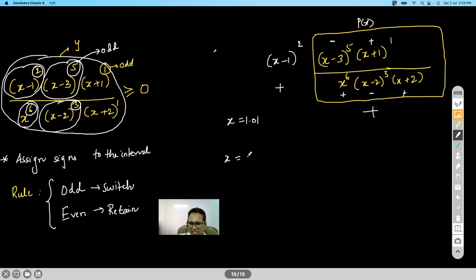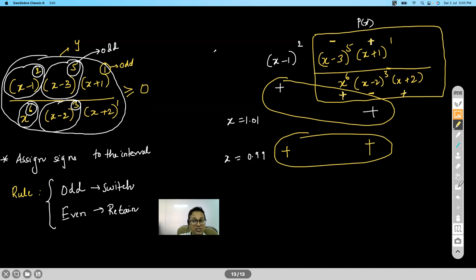If I put x as 0.99 also, then see what will happen. This will still remain positive, this guy will still remain positive. And here this will again be negative, this will again be positive, this will again be positive, this will again be negative, this will again be positive. So overall, this still remains positive. Correct. So the net sign was positive here also. So there is no change in the sign when you are crossing that number one. Whatever was the sign here, the same sign happened over here. So this is what I have incorporated as a rule so that you don't waste your time when you're solving it.